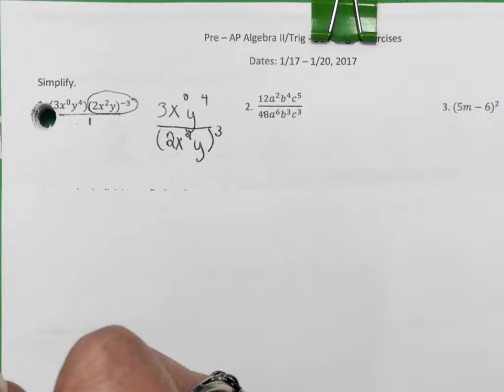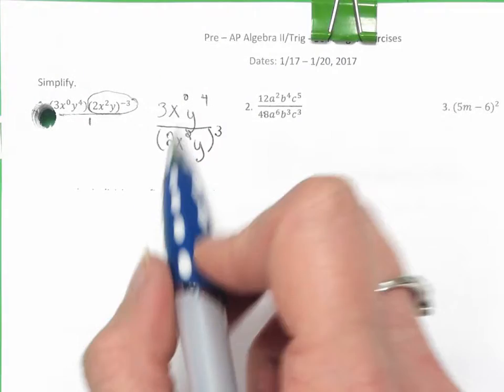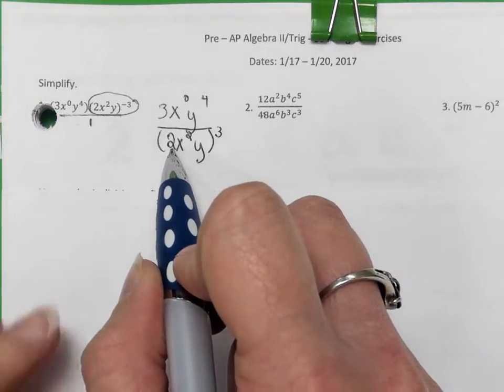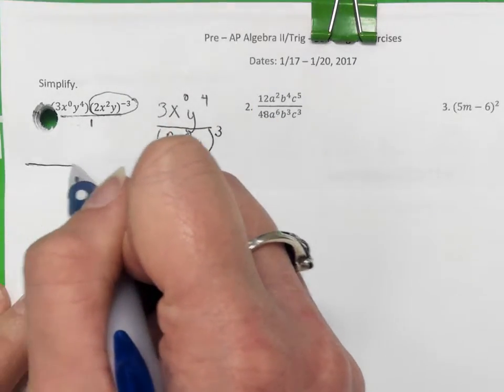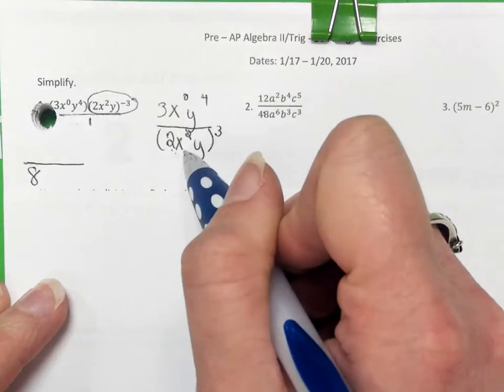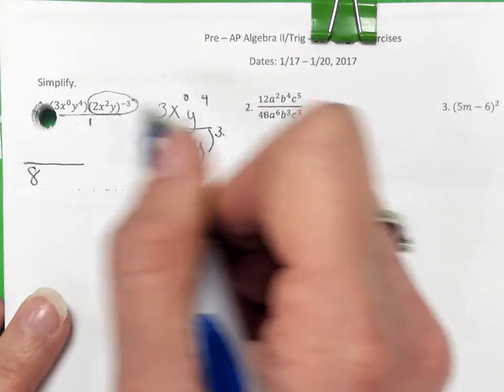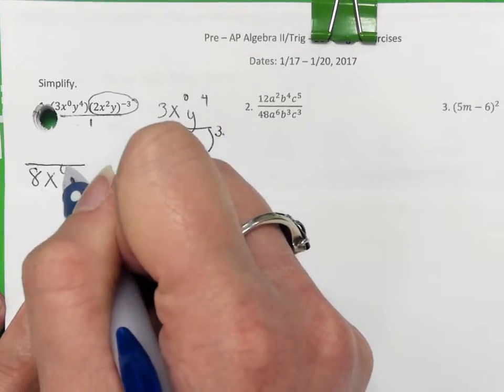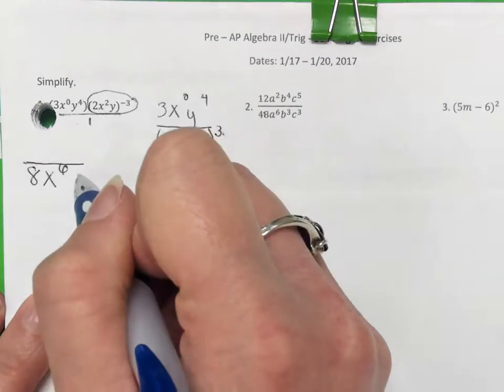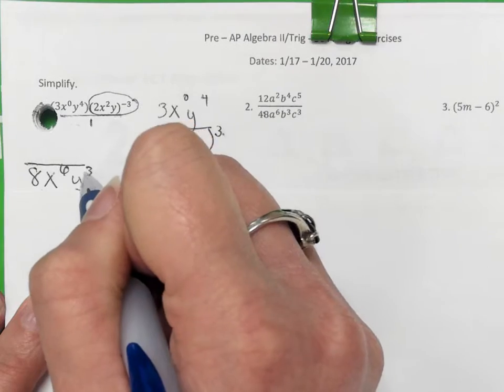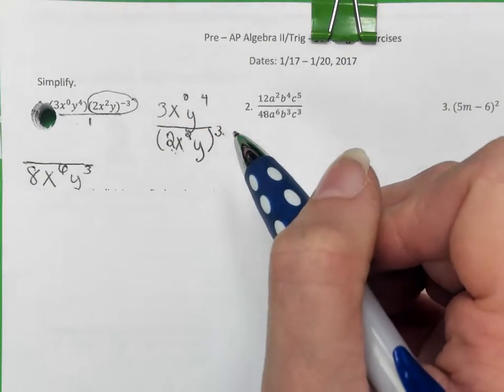You gotta speak up, I just can't hear you. Everything to the third power, right? So what's 2 to the third power? 8. X to the second to the third power. X to the 6. And then y to the third power. Y to the third. Alright, what about on the top?